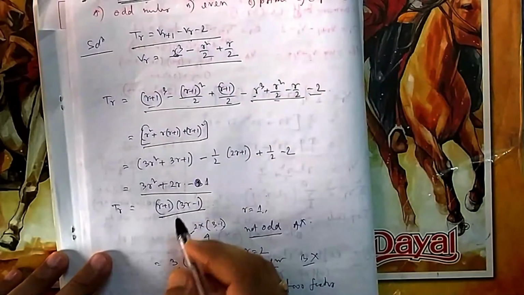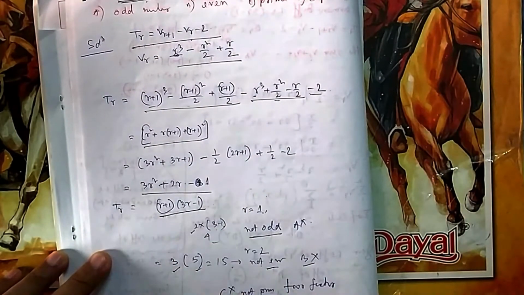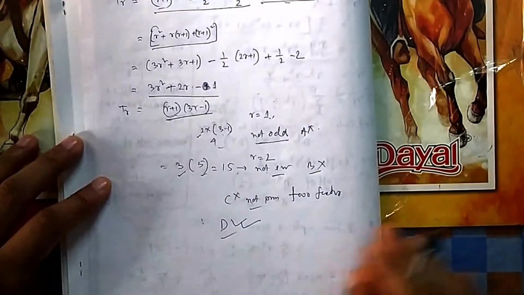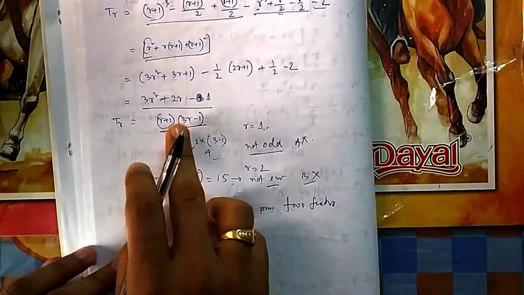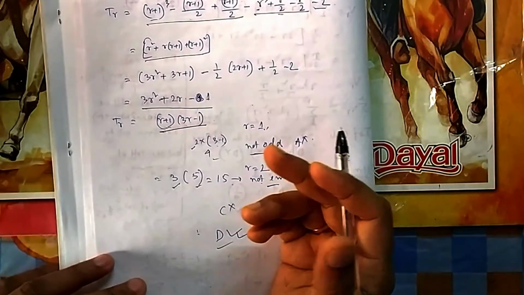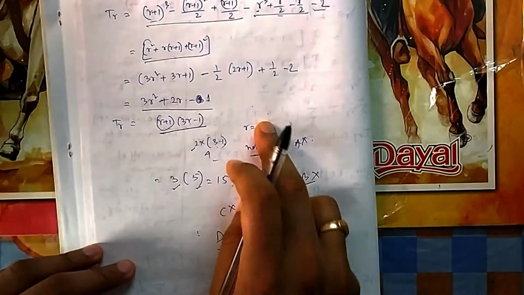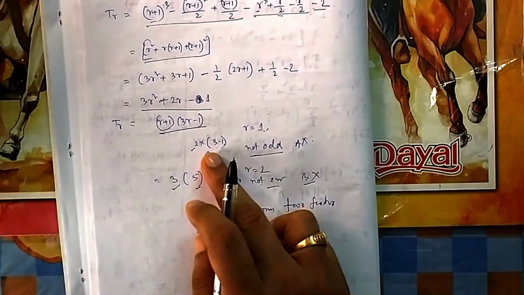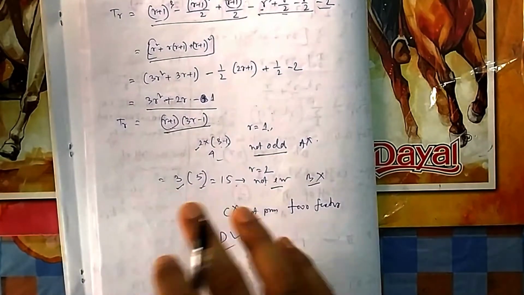So obviously it is neither becoming odd nor becoming even. It is not a prime number also because it is a product of 2 numbers. So obviously it is a composite. That is option D. It is not prime because you are taking the product of 2 numbers. How will it become prime? Prime has no factors. And for r equal to 1, it is becoming even. For r equal to 2, it is becoming odd. So it is not always even or odd. Sometimes it is even, sometimes it's odd.